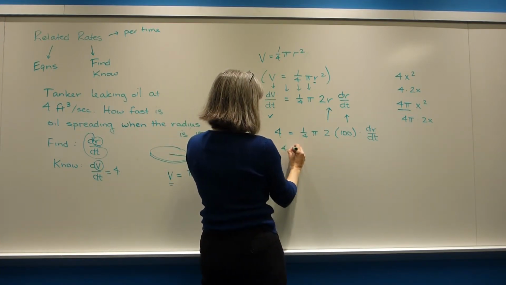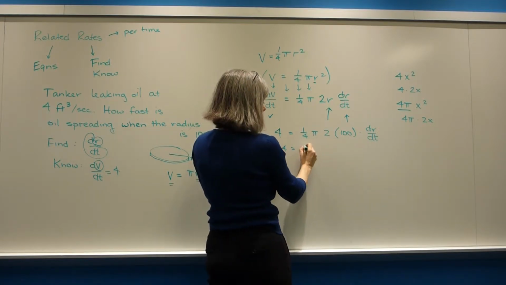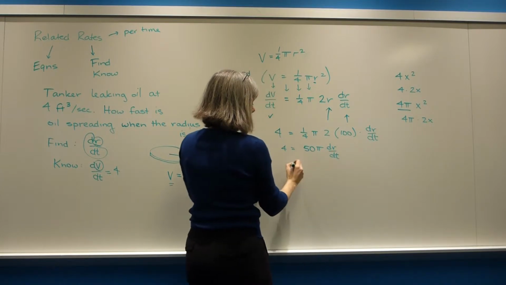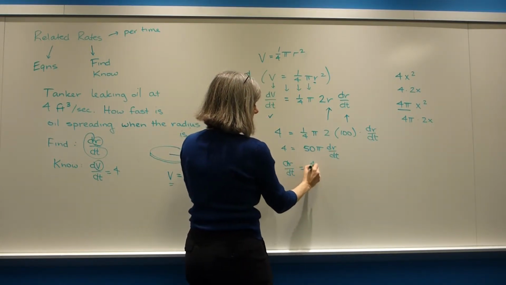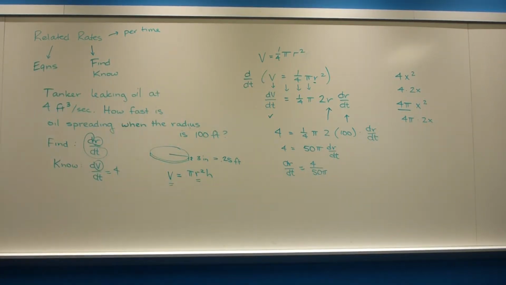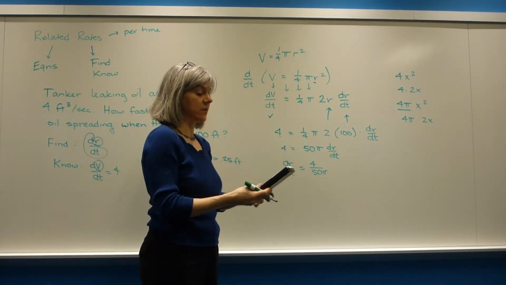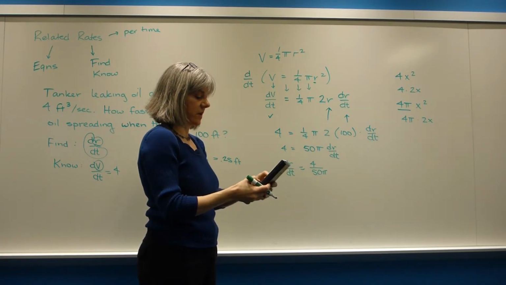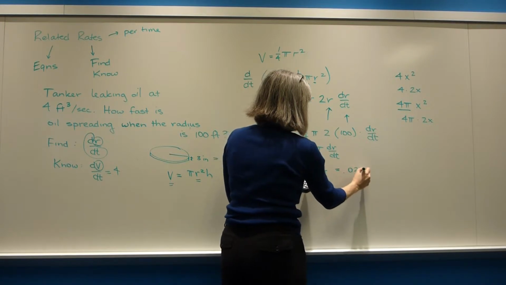So here I get 4 equals 200 divided by 4 is 50 pi. So dr/dt is 4 over 50 pi. Let's actually get a number on that. So this is one where you are going to need a calculator for this assignment, because you'll end up with a lot like this. So I got 0.0255.